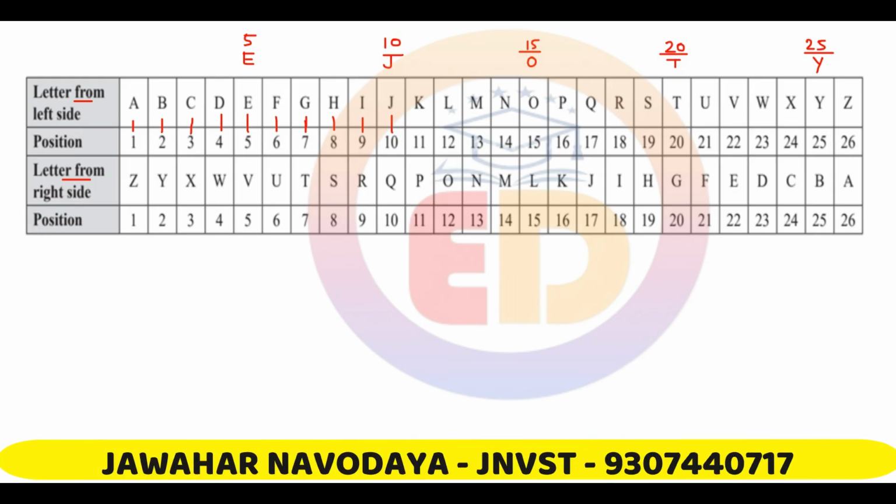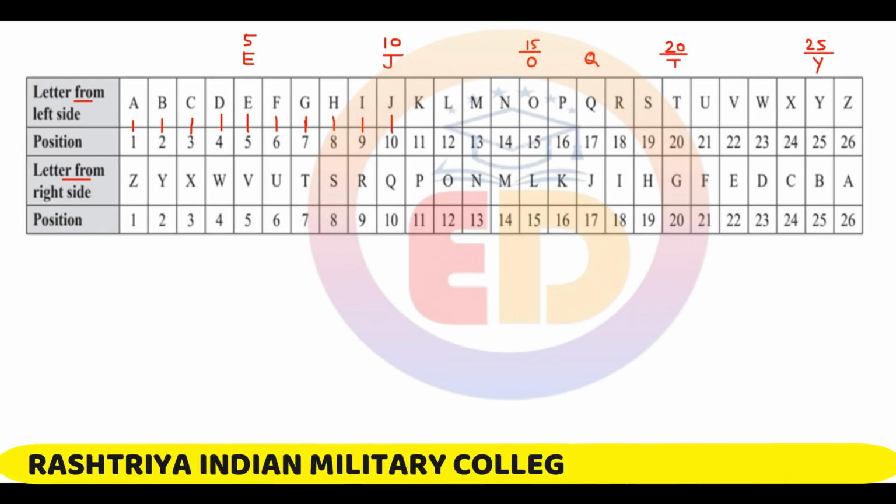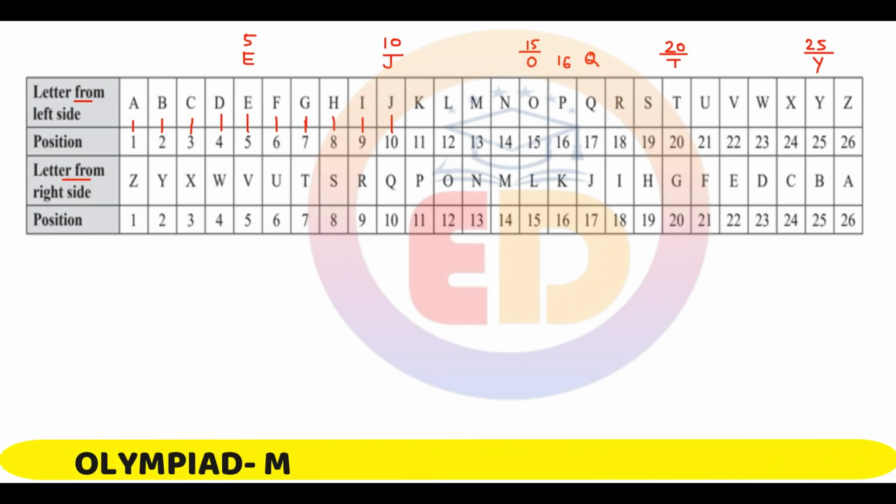If somebody asks you what is the number of Q, then you can remember that Q comes after O, P, Q. O is 15, P is 16, Q is 17. This is how you can work out these numbers quickly in the exam.